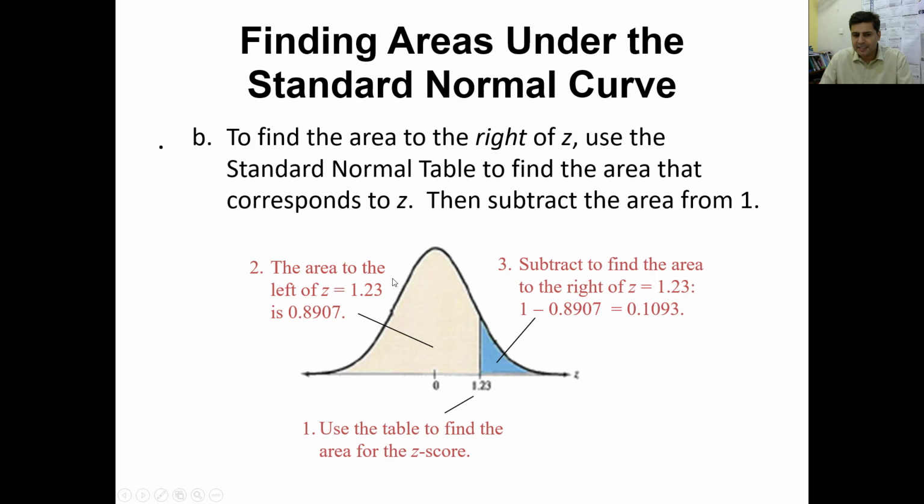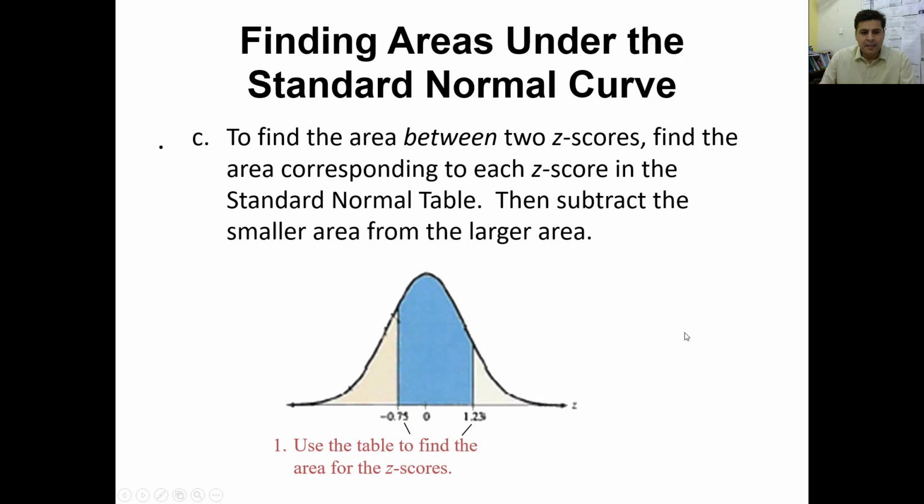From the table we find that for z equal to 1.23, we check the first column, which is 1.2, and the second decimal place, which was 3. So for 1.23 the value was 0.8907. When we subtract 1 minus 0.8907, we get 0.1093.